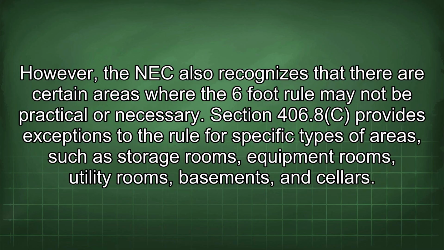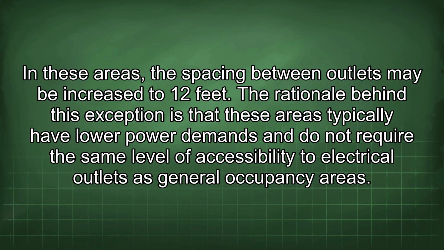However, the NEC also recognizes that there are certain areas where the 6-foot rule may not be practical or necessary. Section 406.8c provides exceptions to the rule for specific types of areas, such as storage rooms, equipment rooms, utility rooms, basements, and cellars. In these areas, the spacing between outlets may be increased to 12 feet. The rationale behind this exception is that these areas typically have lower power demands and do not require the same level of accessibility to electrical outlets as general occupancy areas.